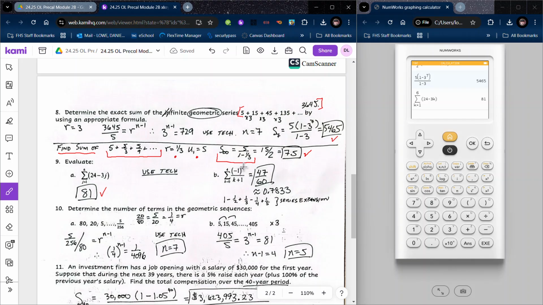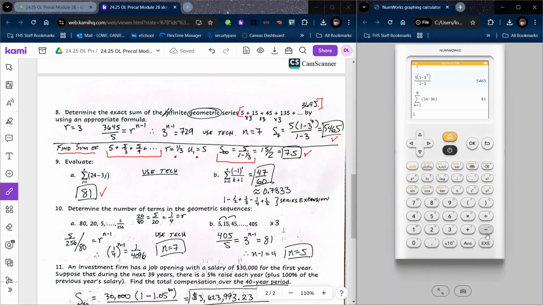Then I'm going to have negative 1 to the third power, divided by 4. Then when k is equal to 4, I'm going to have negative 1 to the fourth power divided by 4 plus 1, which is 1/5. And I can see that 1 minus 1/2 plus 1/3 minus 1/4 plus 1/5 gives me that 47 over 60.